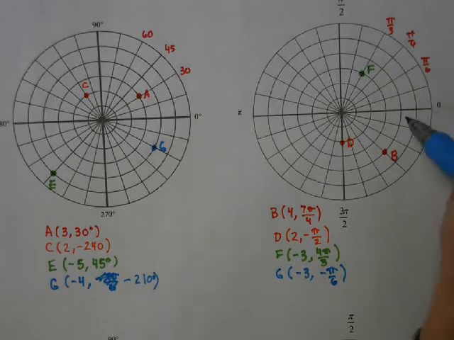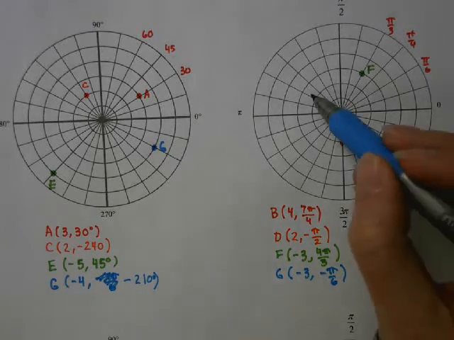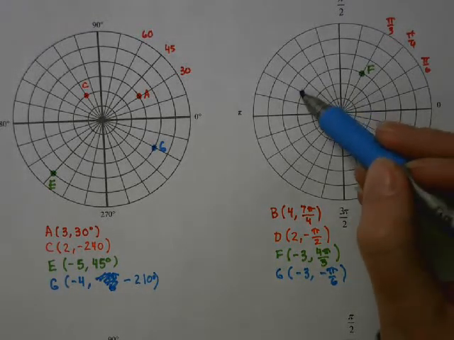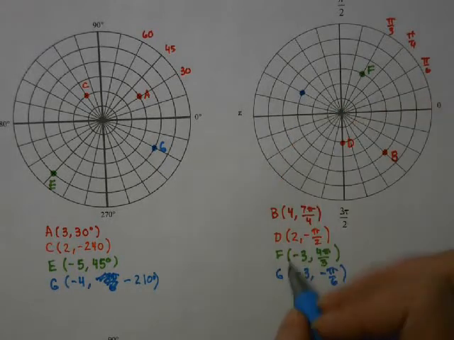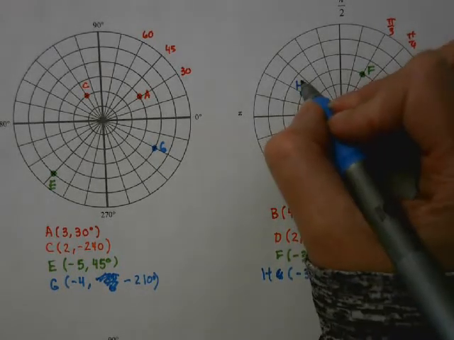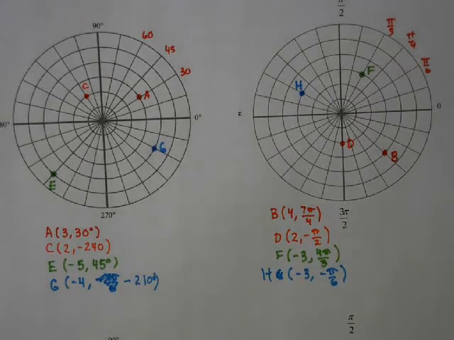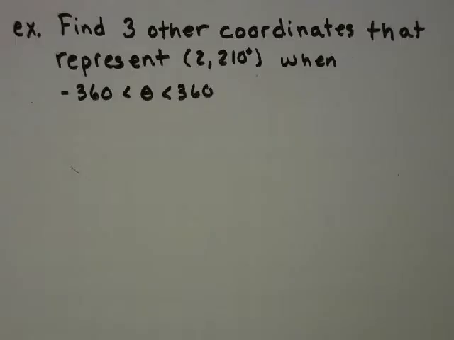Okay, so if I want to go to negative pi over 6, that is going to be down here. And then I'm going to go -3, which ends up here. So the positive and negatives don't react the same as they do in the rectangular coordinate plane. In the rectangular coordinate plane, if you have a negative negative, it's always going to be in the third quadrant. Here, it can be in any quadrant. So let's do an example with that idea.